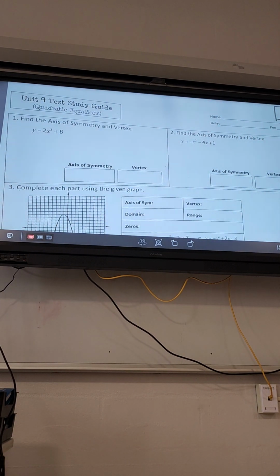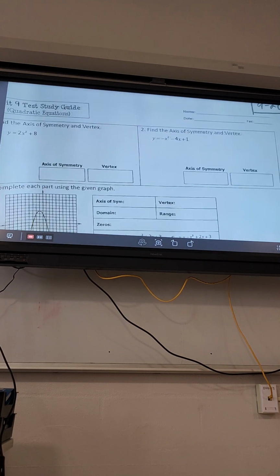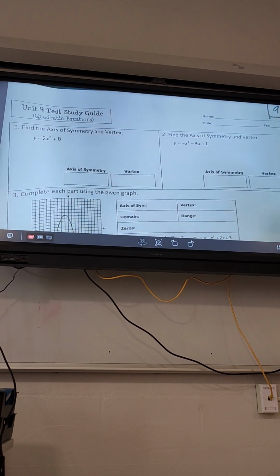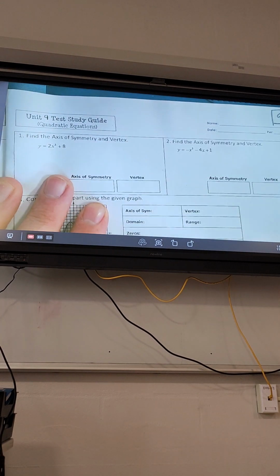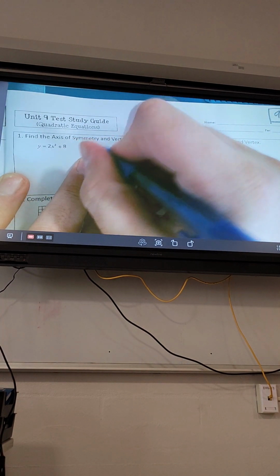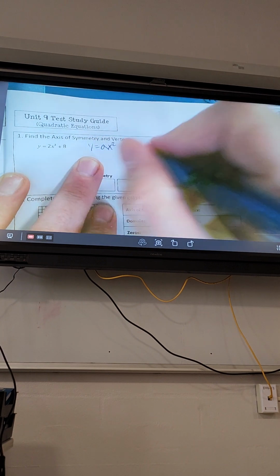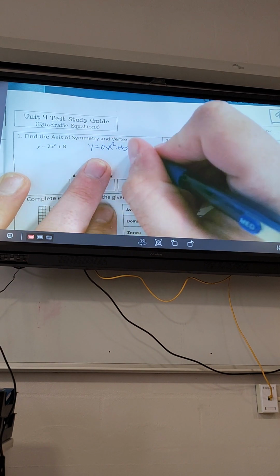Alright guys, so when you have a question like this that says find the axis of symmetry and the vertex, there are a couple things to pay attention to. Normal standard form is y equals ax squared plus bx plus c.